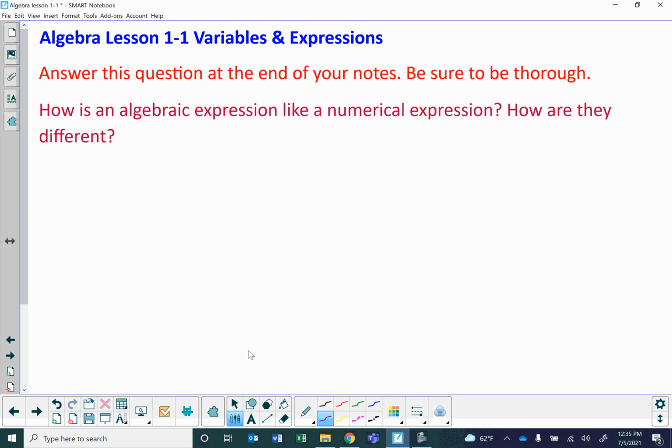So the question I'm asking you today is, how is an algebraic expression like a numerical expression? And how are they different? So you can just simply say they're both this and they are different this way.